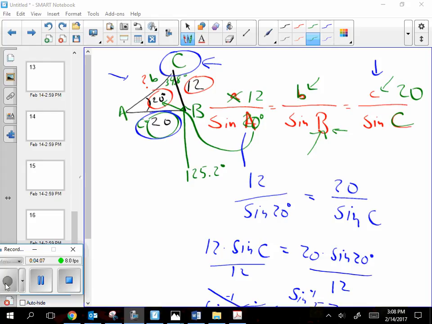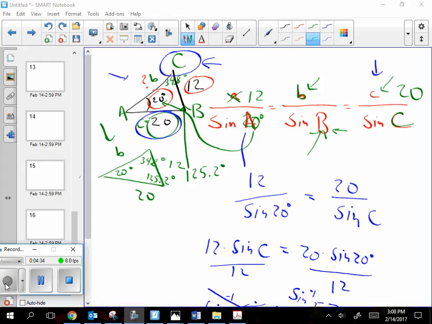I'm going to clean this up and write down what I really know about this thing. I still don't know this side B, but I know this angle was 34.8. This angle was 20. That makes this angle 125.2. Okay, and now I do know this side is 12 and this side is 20. And now it should be enough information to get B.